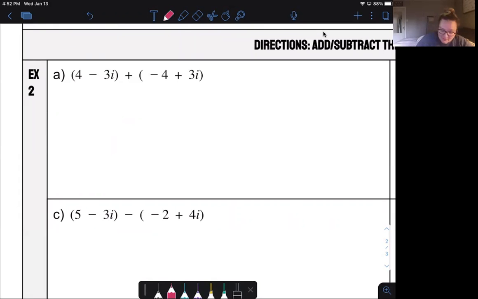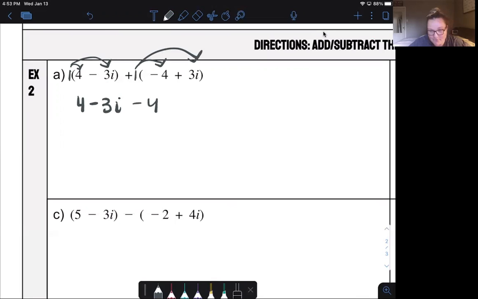So 4 minus 3i is a complex number. Negative 4 plus 3i is also a complex number. And we're going to take them and add them together. Well, technically, there's a 1 out in front of these parentheses. If I multiply that 1 by the 4 and the negative 3i, is any part of that going to change? No. So I can just rewrite that without parentheses. Then, if we add negative 4 plus 3i, I'm distributing a positive to the negative 4 and the 3i. So a positive 1 technically times negative 4 is just negative 4. A positive 1 times 3i is positive 3i.